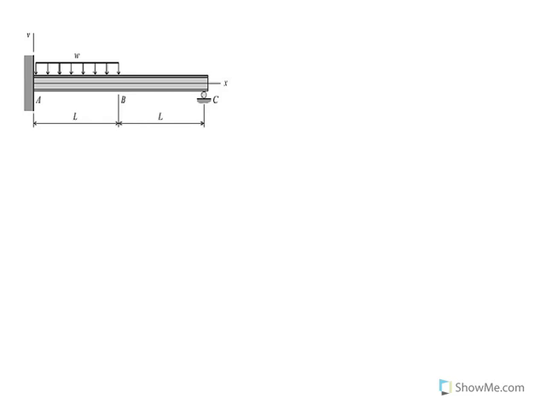So the objective here is to find the reaction at C. The reaction at C is right here, and that's what we're trying to find. Okay, so you know that we can make this beam into 2 cantilever beams, one with just this uniform load, which is covering half of the beam, right? Half the length. Now notice that actually the total length of the beam is 2L, so you have to be careful with that.